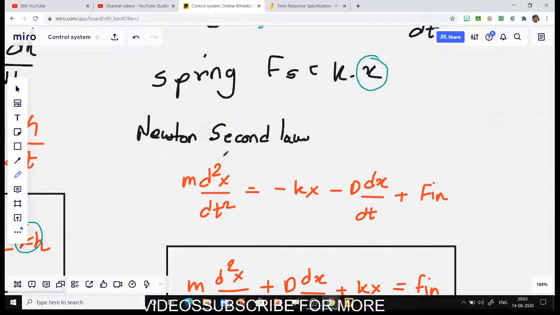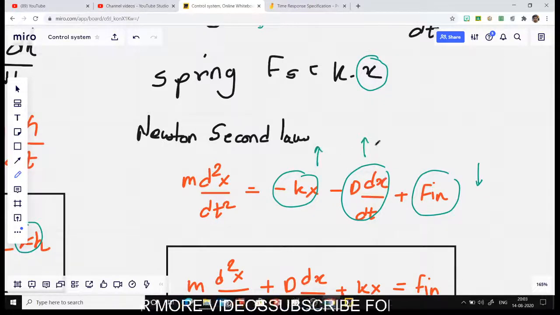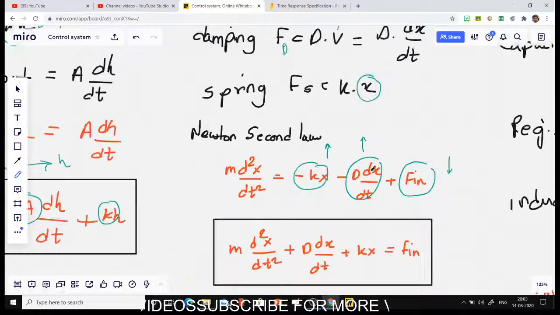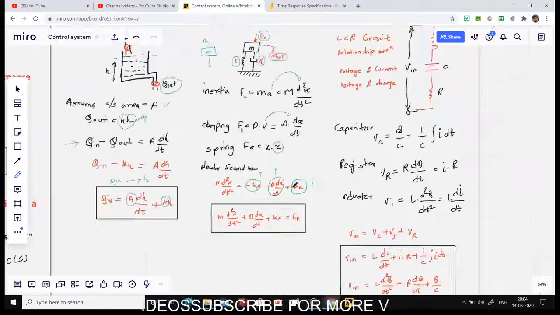So mass into acceleration d2x by dt square is equal to the spring force, which is in the opposite direction, the damping force, which is in the opposite direction, and F in the downward direction. Here we are assuming the downward direction is positive and upward directions are negative. Simplifying, you come up with the final equation: m into the second derivative of displacement, plus d into the first derivative of displacement, plus k into x, is equal to F. So basically what we are trying to do here is convert every system into a differential form.